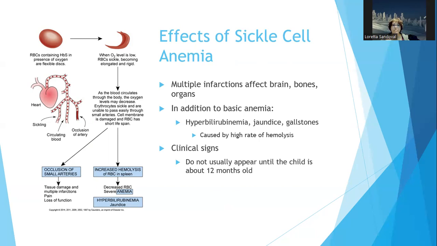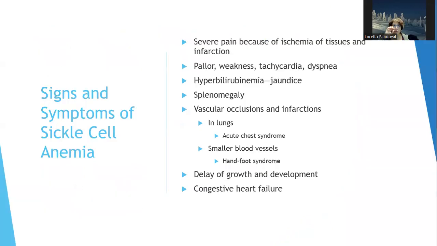Clinical signs don't usually appear until somebody is over 12 months old. So when you're a baby, you don't know you have it. Once you get to be a little child, you might start to have signs. So the other manifestations of sickle cell anemia: severe pain because of ischemia of tissues. That kind of makes sense, right? Hopefully. Pallor, weakness, tachycardia, dyspnea, classic anemia signs.